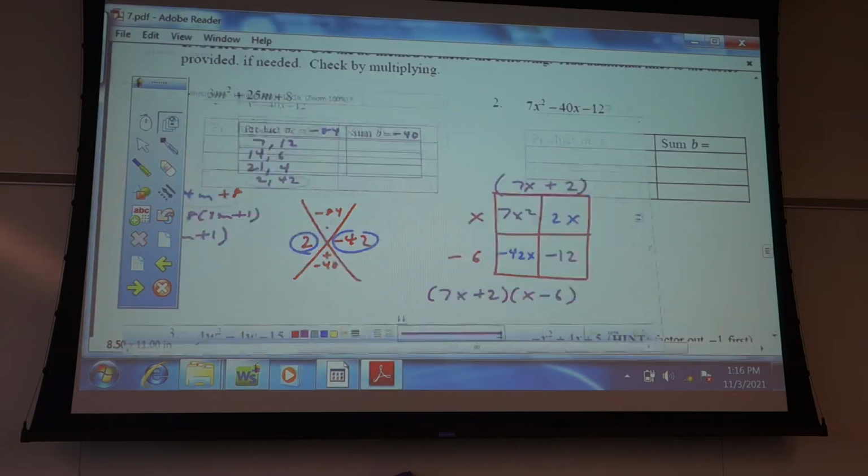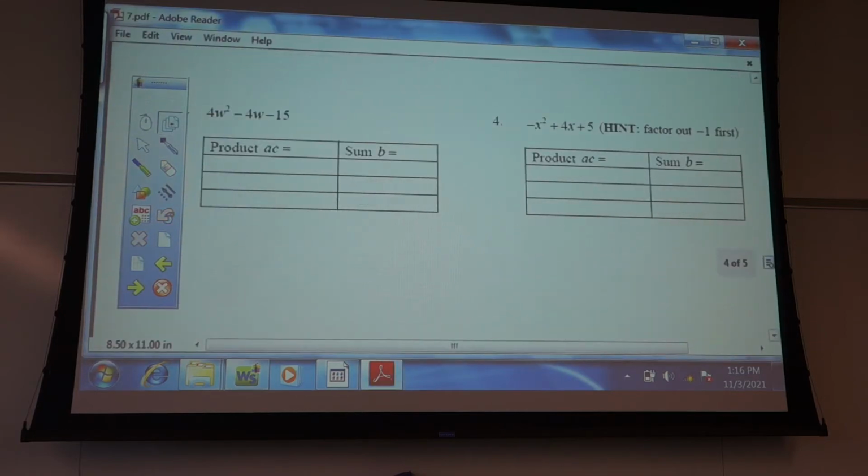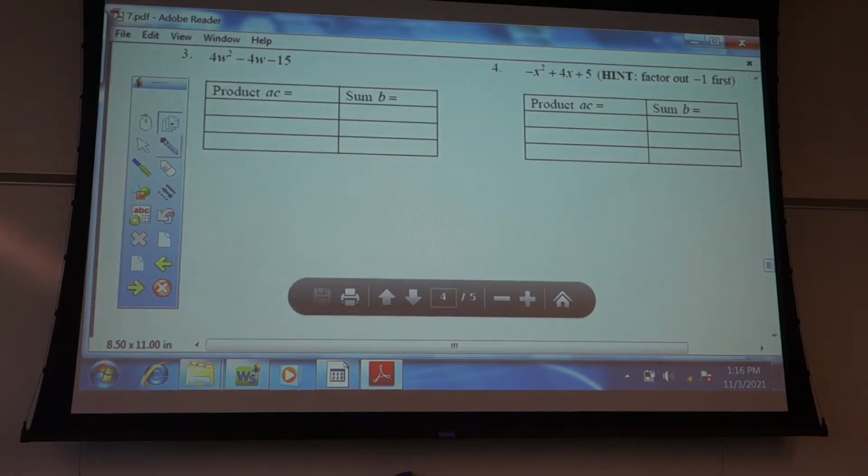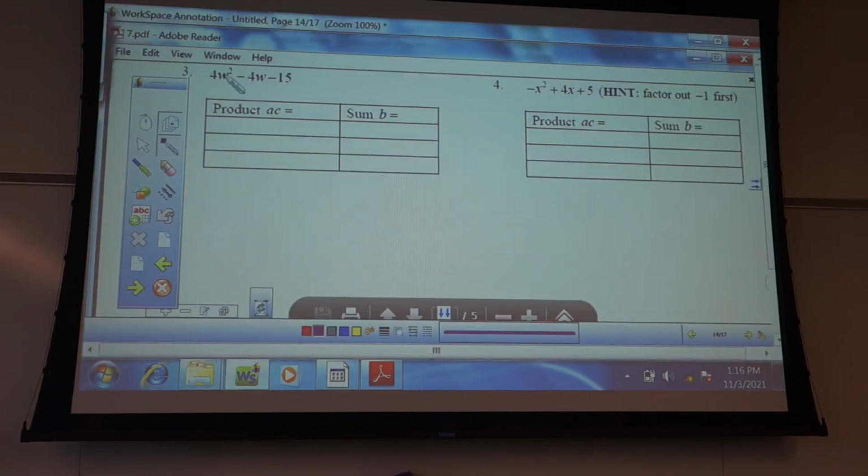Okay, we'll go to the next one, or next two I should say. Here, let's see, 4 times -15 is -60, and b is -4. So 60 is, well, it's 1 and 60, it's 2 and 30, it's 3 and 20, it's 4 and 15, it's 6 and 10. And since this is a negative, that means I need to find the difference between them.